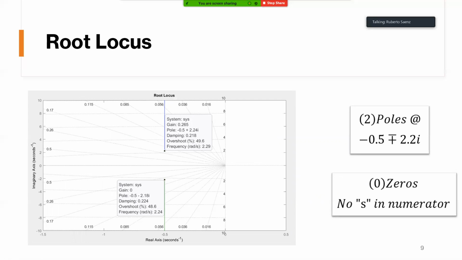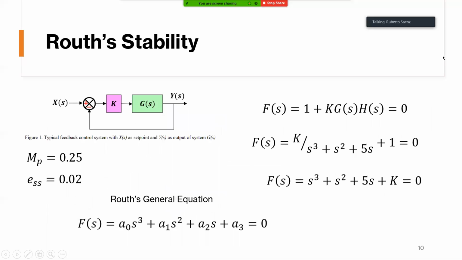Now we plot this on our root locus, and from our root locus, we can see that we have 2 poles. One of them is at -5 plus 2.24 imaginary, and the other pole is at -0.5 minus 2.18 imaginary. As you can see, the dampening of each of the poles are reciprocals of each other. So we have 2 poles since it's a 3rd order system, but it behaves like a 2nd order system. And we have no zeros because there weren't any s's in the numerator to give us any zeros.